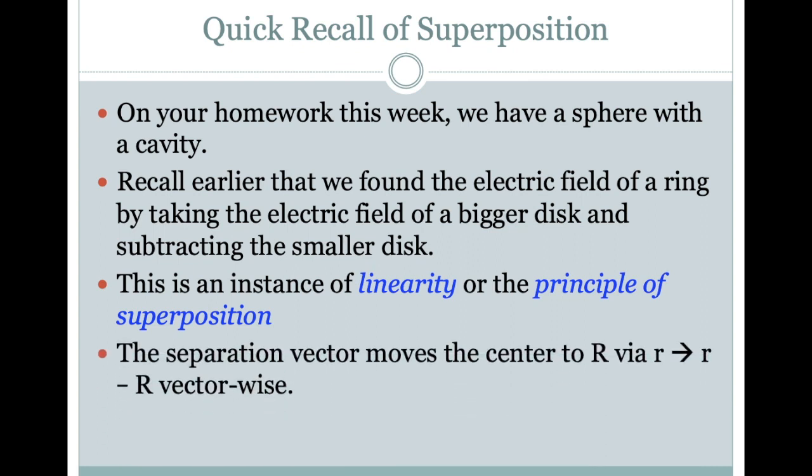The separation vector moves the center to this big R that you're given in the problem. Therefore, you would need to figure out a way in which to find the electric field from a sphere that is off-center. Since it is off-center, you need to change that radius vector to r minus R, to note that you're shifting the origin for the electric field coming from the smaller sphere. This will hopefully aid you in solving the specifics of the problem.